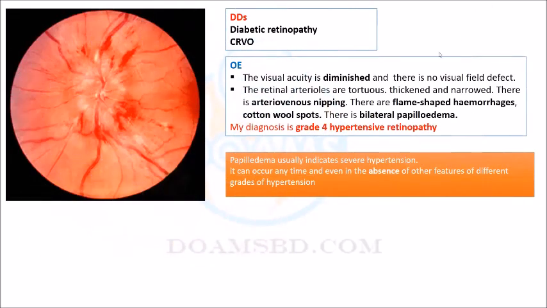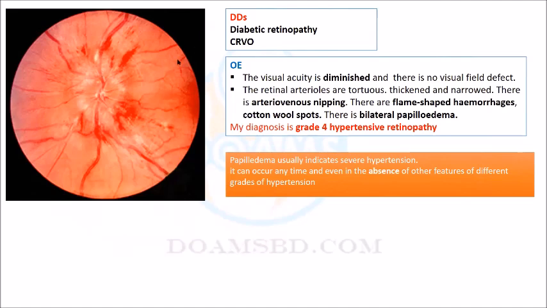This is grade 4. Right, Dr. Mahabub, thank you. So grade 4 means this is the progressive nature of the damage in the retina by hypertension. So this is grade 4 hypertensive retinopathy.